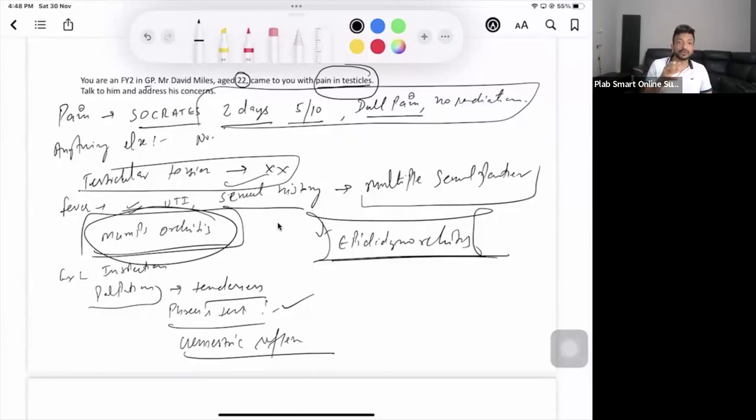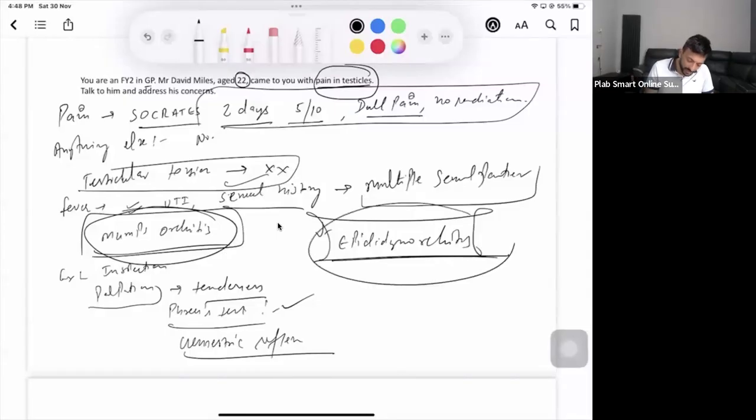Again, I know I have given you lots of things in the management. You may not have enough time for that. So the main thing is giving the diagnosis, giving the management, painkillers, and it's going to subside on its own. And the main important thing is addressing the patient's concern. Let's see what his concern is.